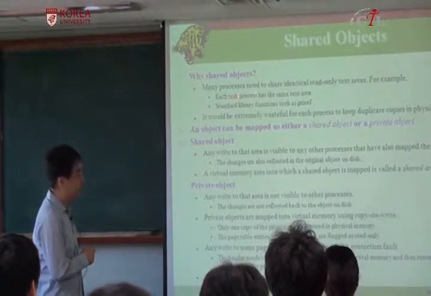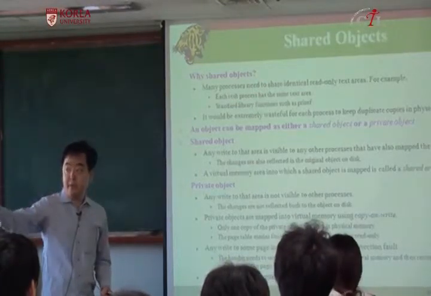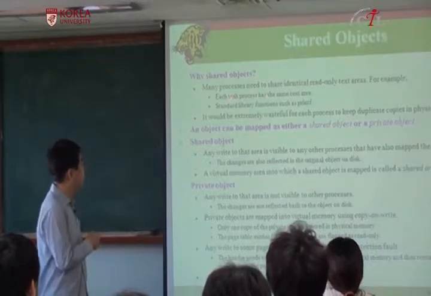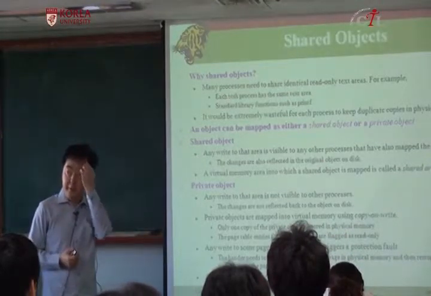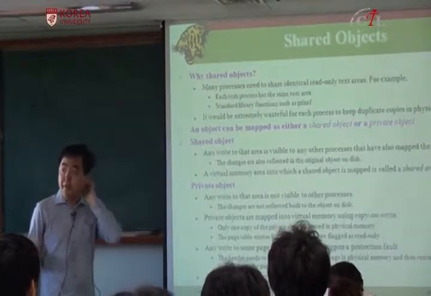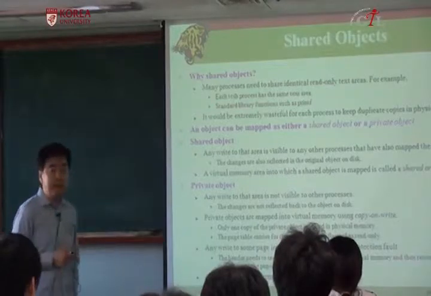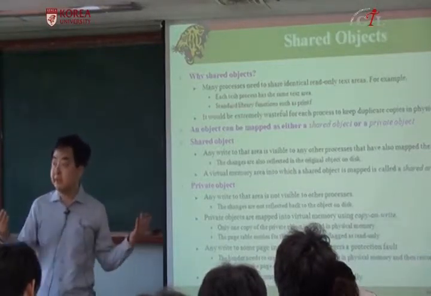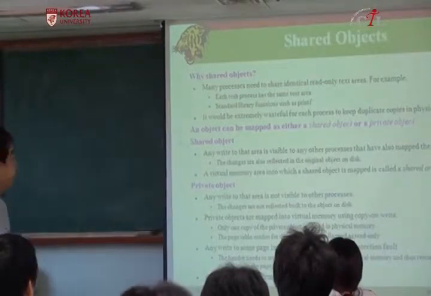Each T shell, so you can initiate another shell command in every window, but every T shell has the same text area you want to share, okay? Because this same text area is read-only, okay? And standard library functions such as printf are also shared by different processes, and it's usually read-only, right? It's totally shared.